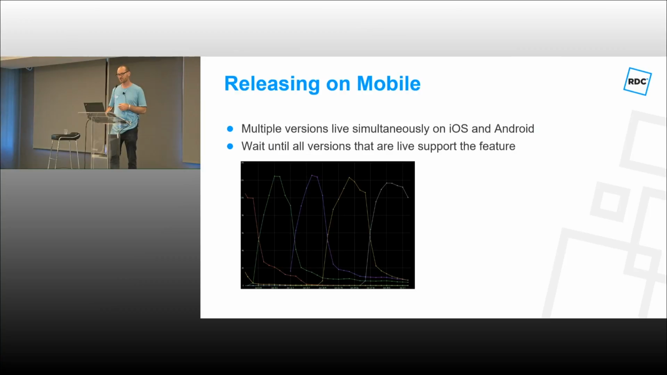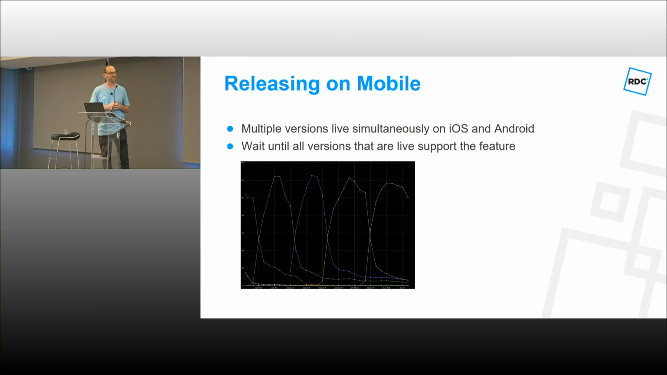Now, when it comes to shipping live, one of the biggest challenges we have is thinking about all the different versions of Roblox that are live at the same time. Because, of course, we're live on PC, Mac, iOS, Android, and Xbox. Not all the versions are always up to date. So we have this rolling release process.